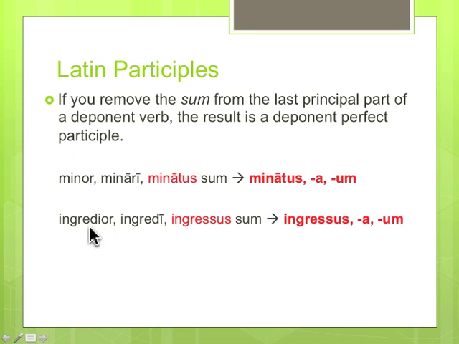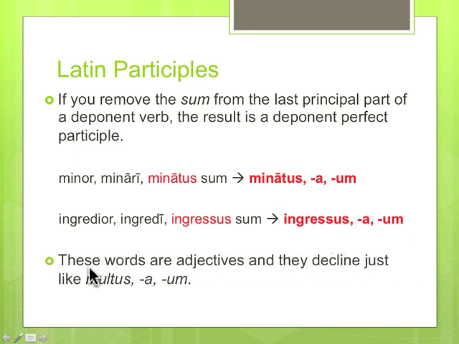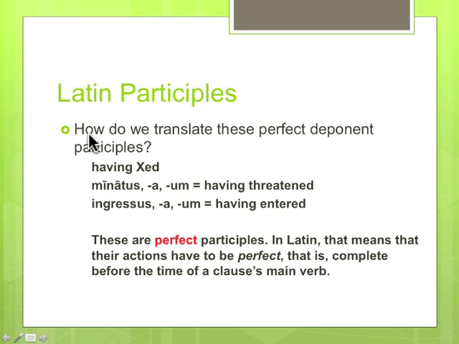Here's another example. From the verb ingredior, ingredi, ingressus sum, we get the participle ingressus, ingressa, ingressum. These words are adjectives and they decline just like multus, multa, multum. But how do we translate these perfect deponent participles? Well, the most accurate translation is having -ed. So for the participle minatus, minata, minatum, from minor, to threaten, minatus, minata, minatum means having threatened. Ingressus, ingressa, ingressum, from the verb ingredior, ingredi, ingressus sum, means having entered.